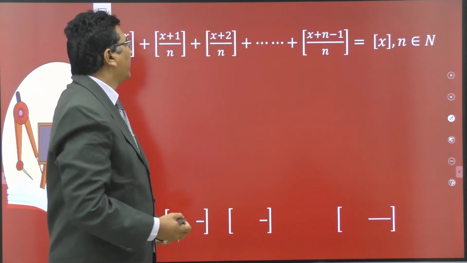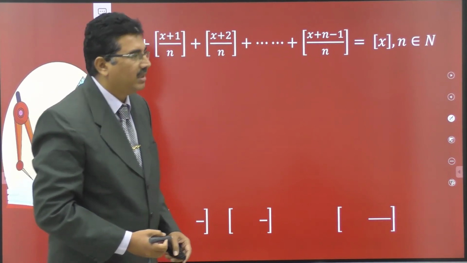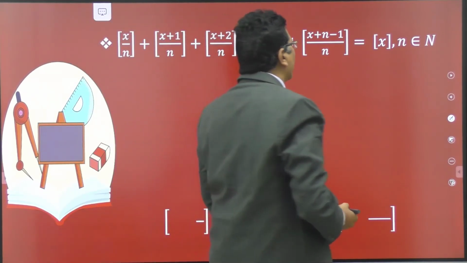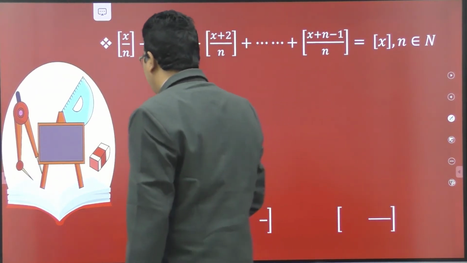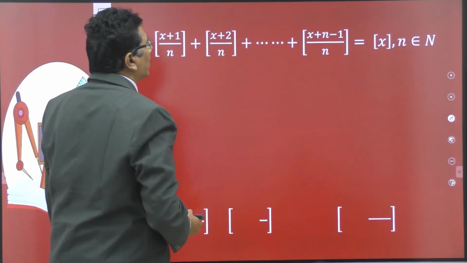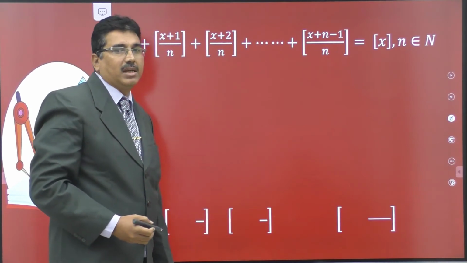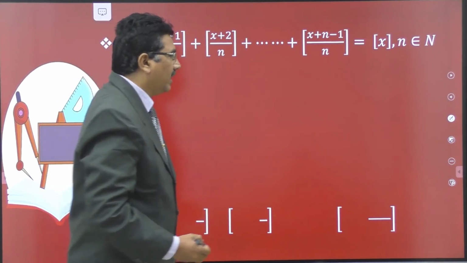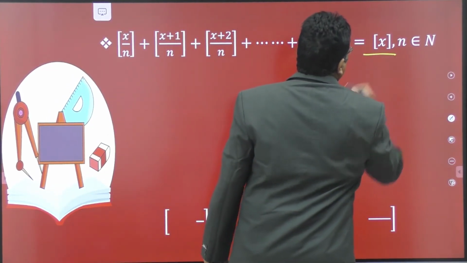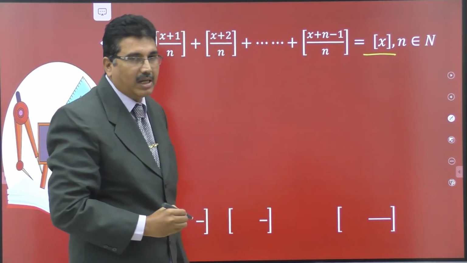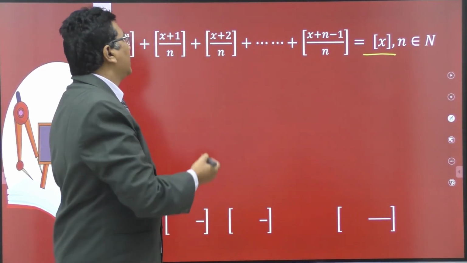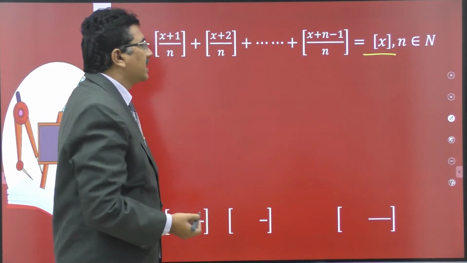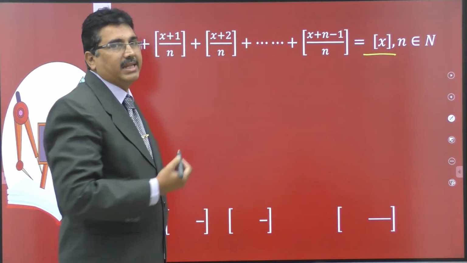Now go to one more property of the step function. See this: floor of x by n plus floor of (x plus 1) by n plus floor of (x plus 2) by n and so on, up to floor of (x plus n minus 1) by n, is equal to floor of x. This is true for all n belonging to natural numbers. Observe that the LHS contains n terms. How to use this result?